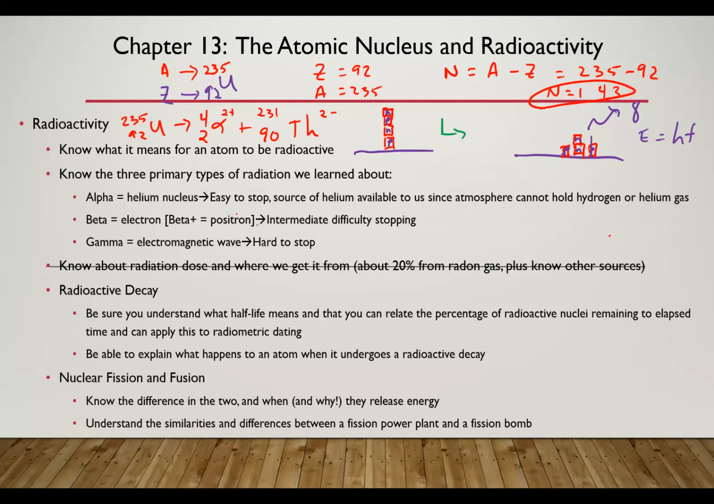Beta decay is when the nucleus gives up an electron. Now, that's an odd one. How can the nucleus give up an electron? It's a tricky question because the nucleus has no electrons. The nucleus has only protons and neutrons. So what happens in a beta decay is effectively a neutron decays to produce a proton plus an electron.